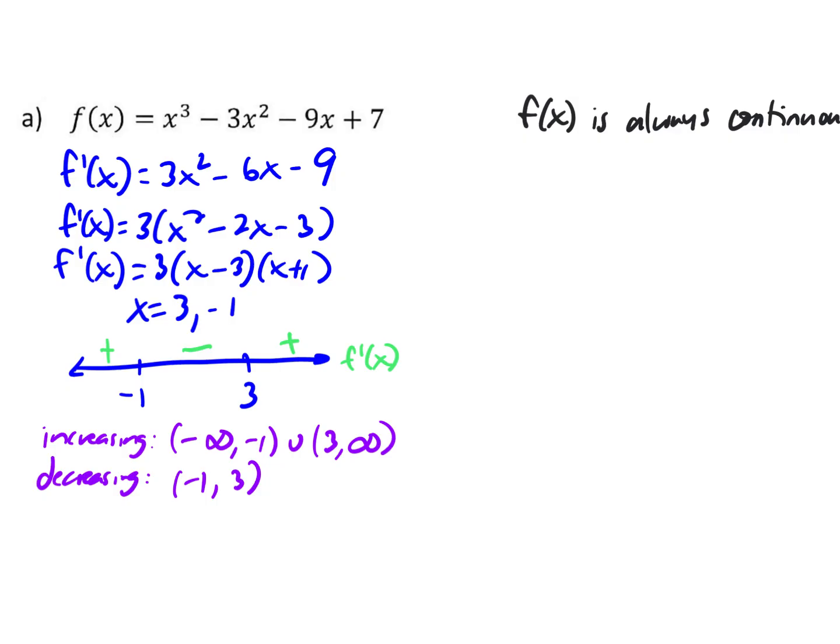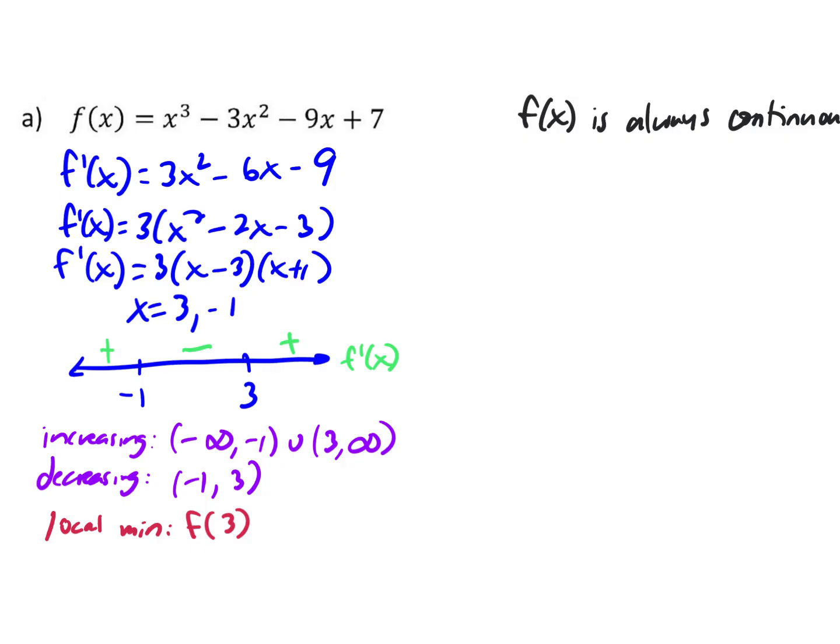Okay. Now, to determine a local min or local max, I have to keep straight which one is which. Positive to negative, local max. Negative to positive, local min. So I have two places where there are sign changes. I have one here, I have one here. This is going to give me a local max, this is going to give me a local min. Okay. So local min is f of 3, because it happens at 3.